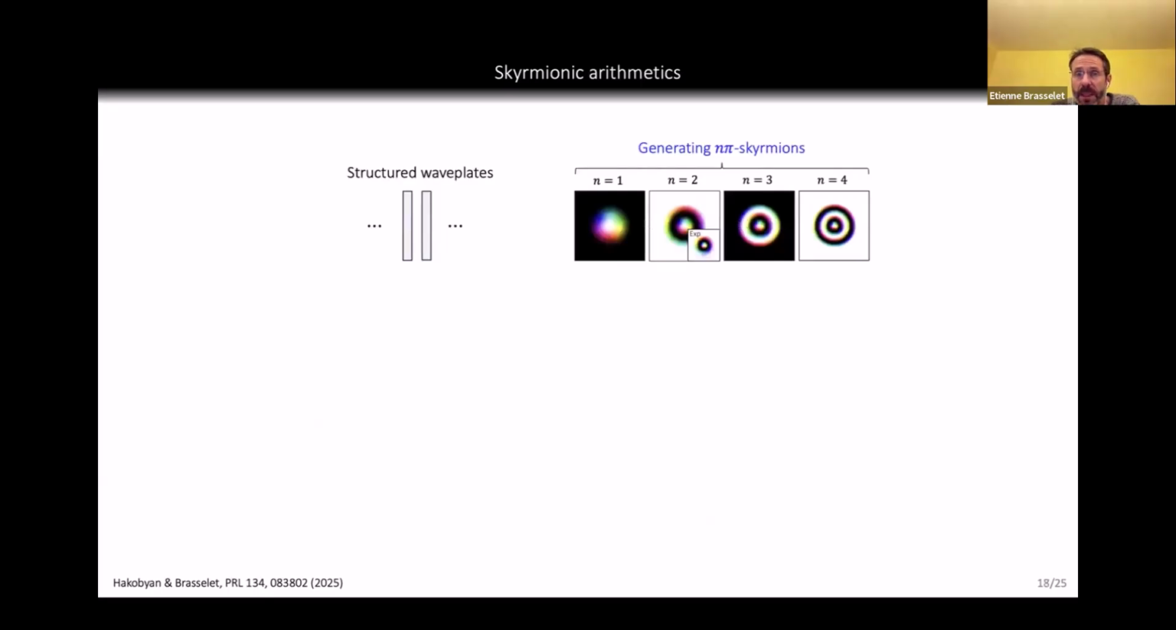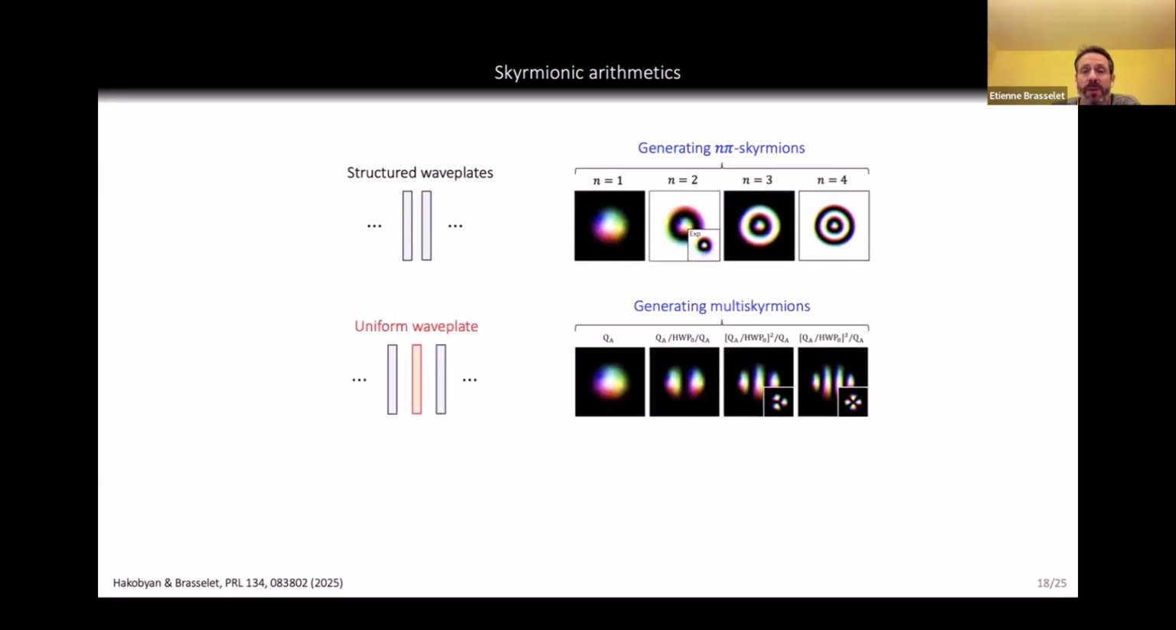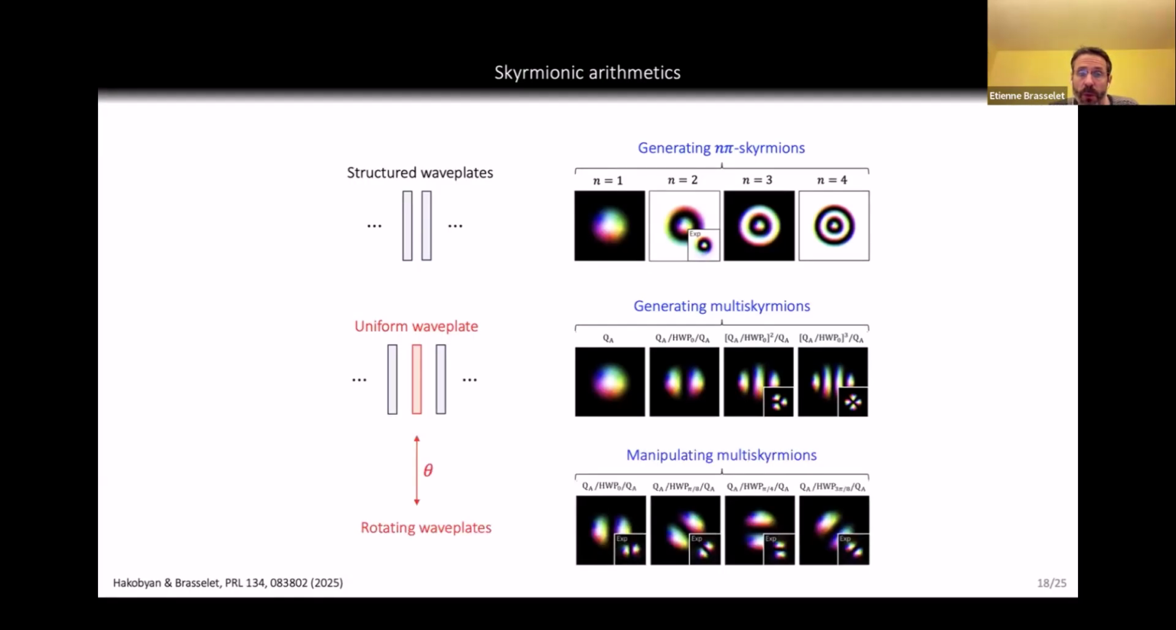We can play Q-plate arithmetics to generalize it in order to obtain skyrmionic arithmetics by piling up structured wave plates in order to combine the effect of individual wave plates and generate high-order skyrmions, or using additional uniform wave plates in between different structured wave plates in order to generate multi-skyrmions whose spatial arrangement can be made linear or in a circular fashion. You can also benefit from this additional uniform wave plate strategy to rotate the generated multi-skyrmions, which means, summarizing, I would say, a set of options to prepare and manipulate skyrmions at will.